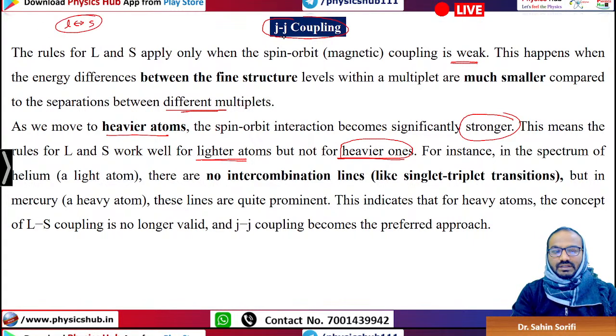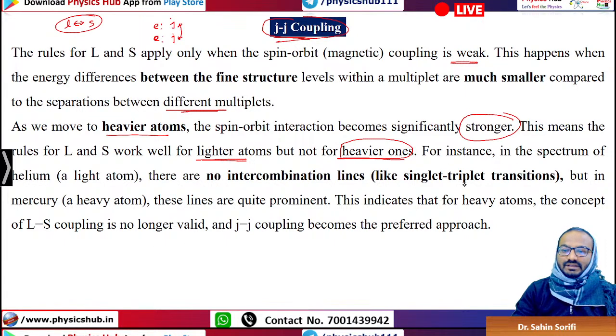Now we have to consider the coupling between J. One electron will have its L and S and it will have its J. Another electron will have L and S and that will have J. So this coupling of J and J is considered in case of this JJ coupling.